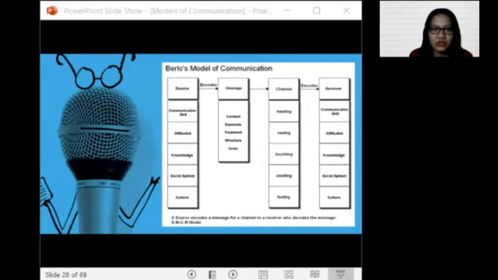Now, since we're already done with the receiver, same goes with the source earlier since they have the same subcomponents. One of the criticisms of Berlo's SMCR is that there is no concept of feedback here. That is why it is still considered the linear model. There is also no concept of noise here, according to some critics and some experts.